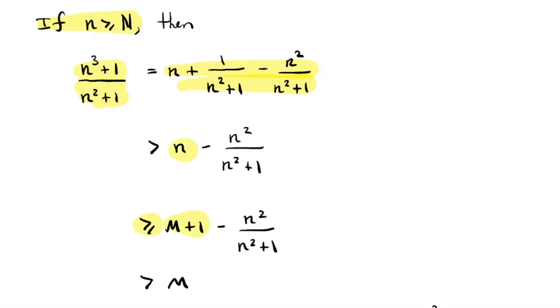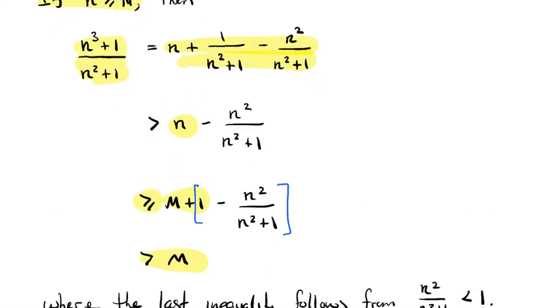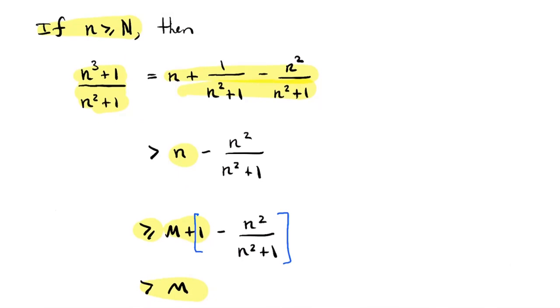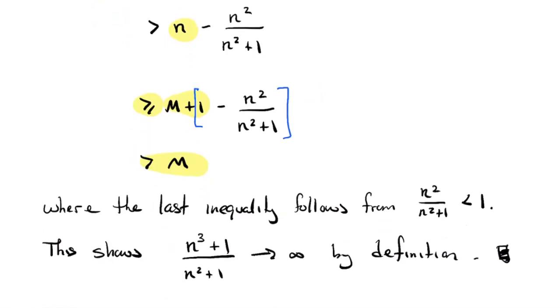And then the last step is, well, because n over n squared plus 1 is a number that's less than 1, 1 minus it is positive. So if you omit it, you make the result even smaller. So at the end of the day, what have we shown? We've shown that this quantity, as long as you take n sufficiently large, is greater than or equal to m, which was an arbitrary positive number, and so by definition, we've shown that that thing diverges to infinity.